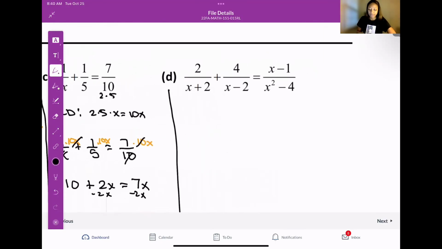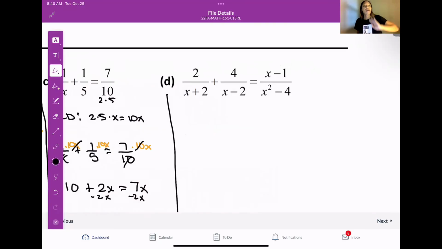And last one, ooh, look at this fun. We have 2 over x plus 2 plus 4 over x minus 2 equals x minus 1 over x squared minus 4, which, remember, x squared minus 4 is just x plus 2 times x minus 2. All right, so our LCD in this case is going to be the x squared minus 4. I'm going to write it in factored form, though. It's going to be x plus 2 times x minus 2. This contains all of the factors in the denominators that we see there.